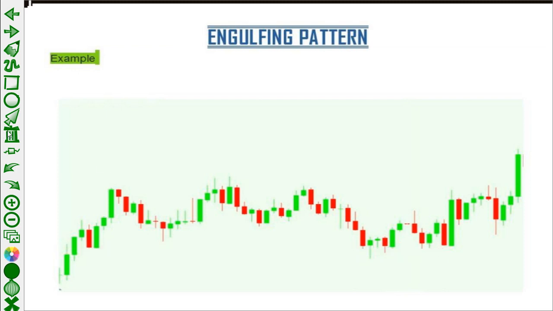Now let's draw a resistance or seller's area on this chart.